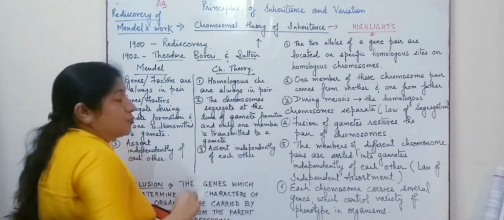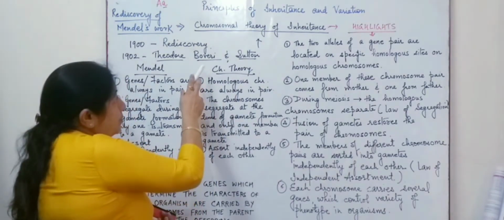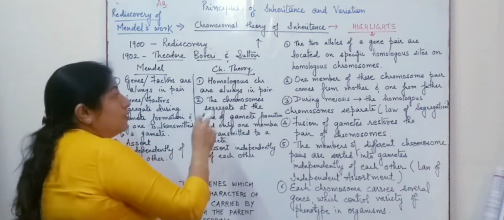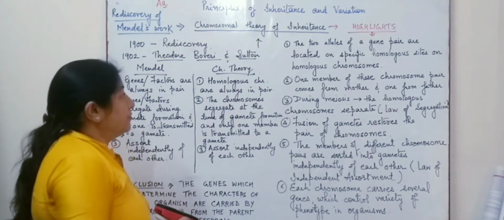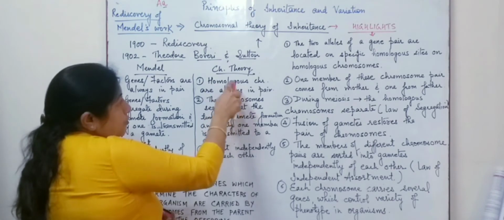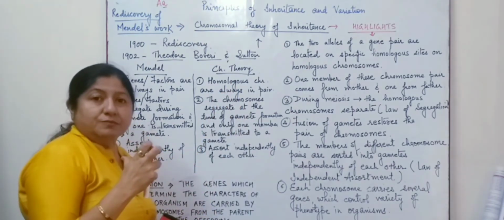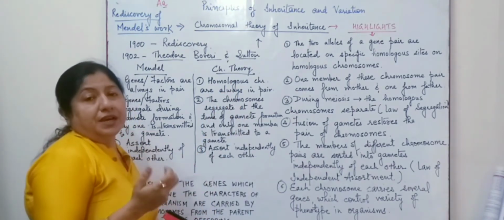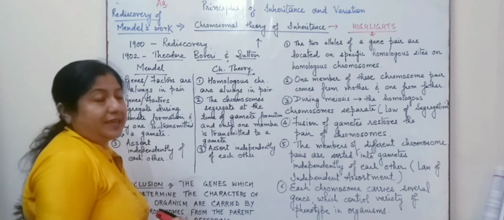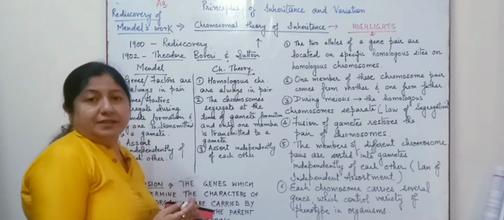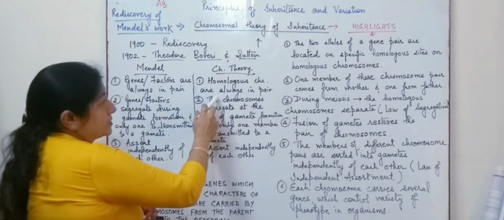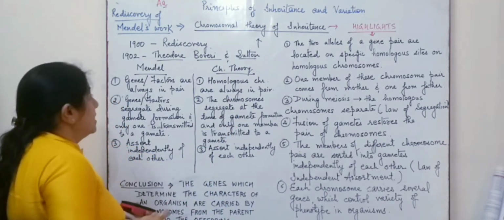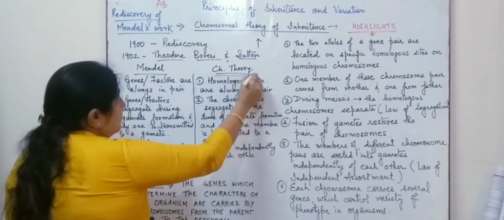According to the chromosomal theory, which was proposed by Boveri and Sutton, the homologous chromosomes are always present in pairs. One of the pair of homologous chromosomes comes from the mother side and the other comes from the father side. So again the diploid condition is restored. So the homologous chromosomes are always in pairs. This was the chromosomal theory.